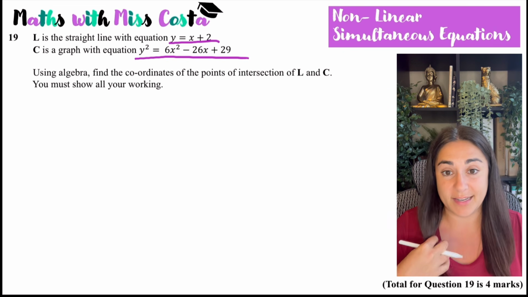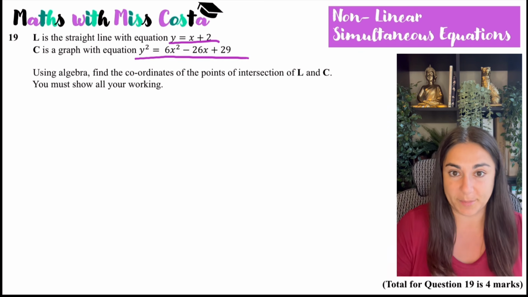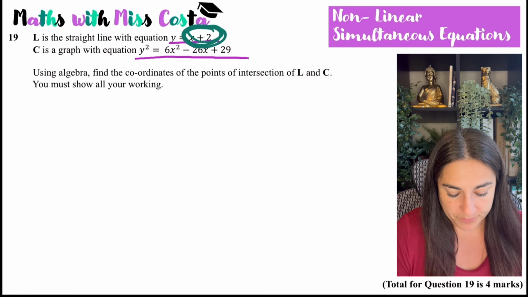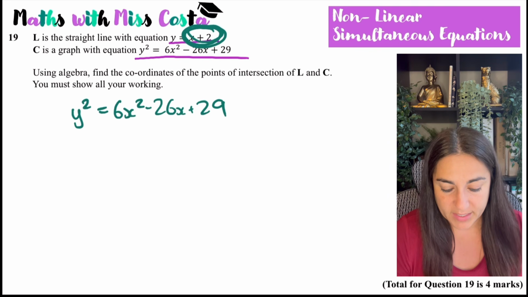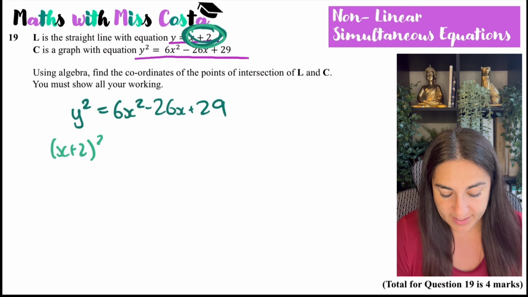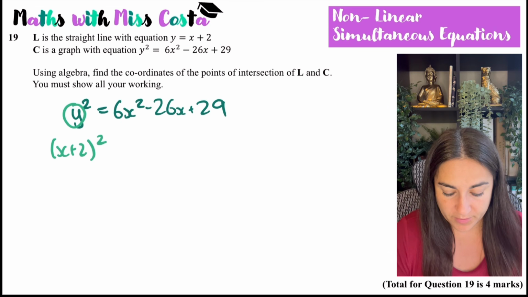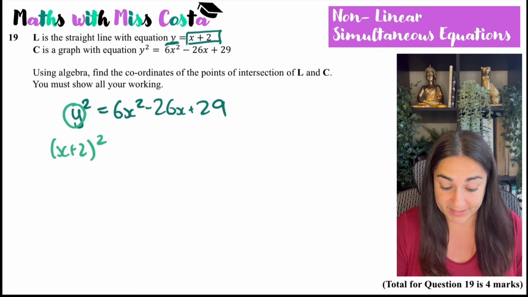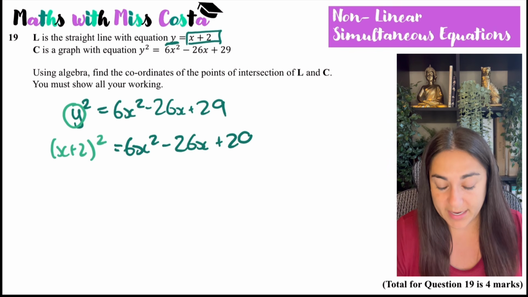What you want to do with non-linear simultaneous equations is essentially figure out what one of the variables is and substitute it in. So I know that y = x + 2. And here I'm told that y² = 6x² - 26x + 29. So wherever I see a y, I'm going to substitute x + 2 instead, because they are equivalent and have the same value. So then I end up with an equation that only has one variable.